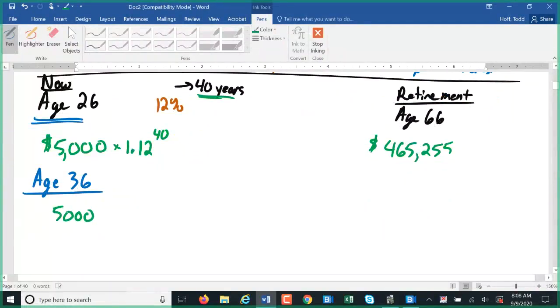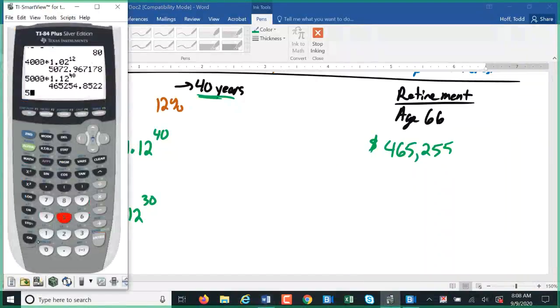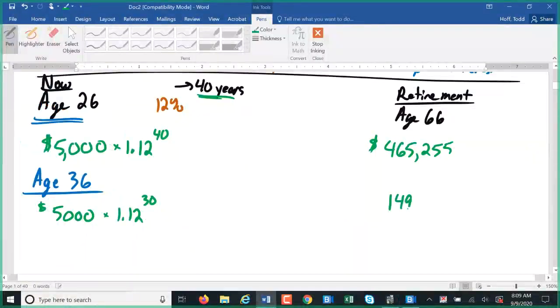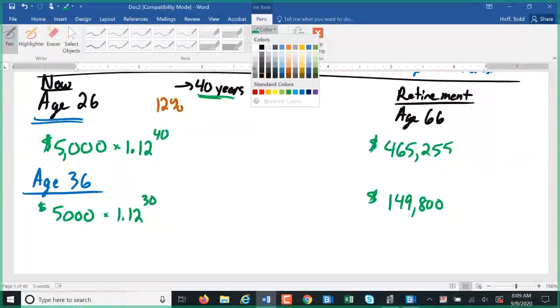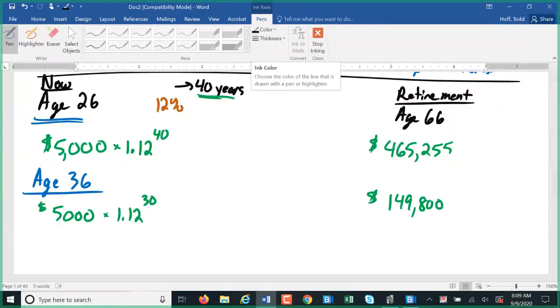You put away that same $5,000, and let's say you can still get 12% a year, but now it's only going to be for 30 years. You only have $149,800. You get less than a third as much by waiting that 10 years.